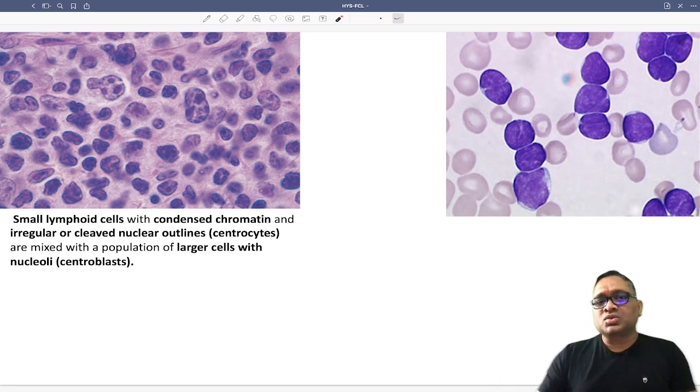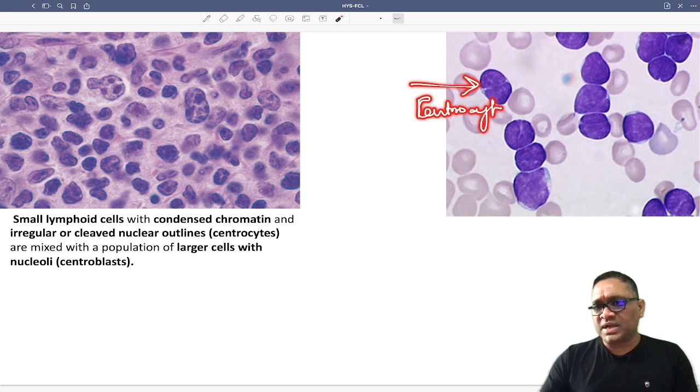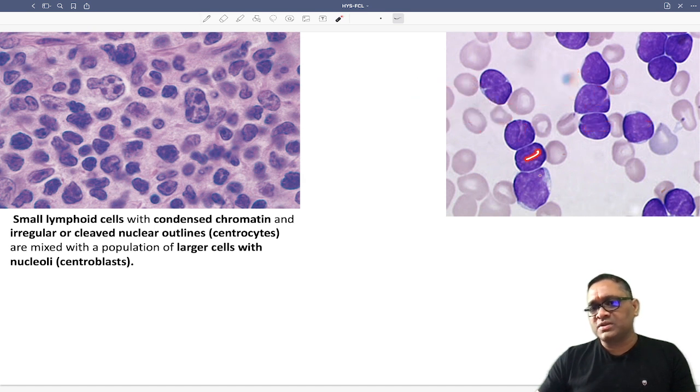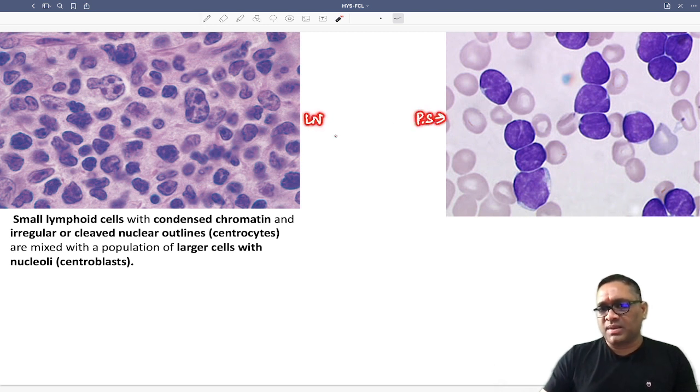So both are present. Now centrocytes on peripheral smear examination, because centrocytes are having nuclear grooving, they will be looking like buttock cells. So these are the buttock cells which we are seeing, and you can see there is a cleavage in all the nuclei. So you can see nuclear cleavage is present, so that is why it is called a buttock cell, right? So this is the lymph node biopsy and this is the peripheral smear examination. So now you can see these are the follicular lymphoma, right?